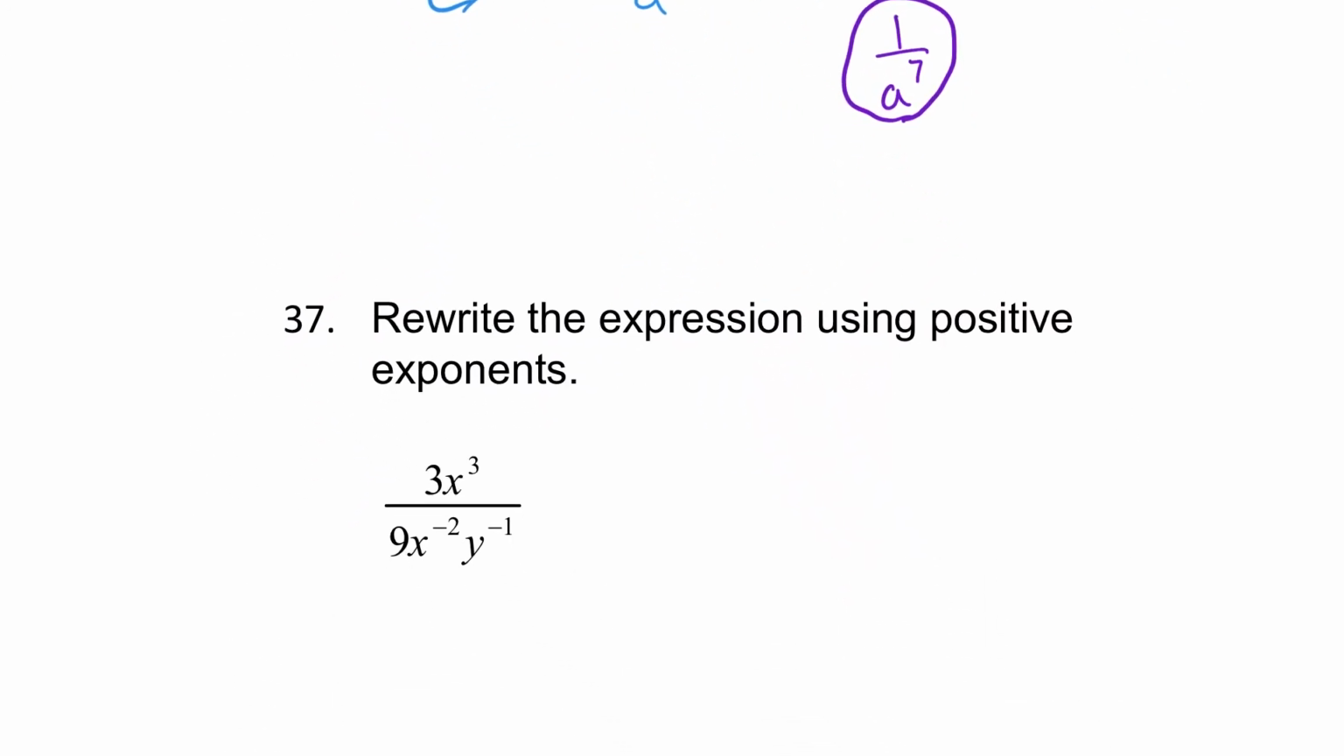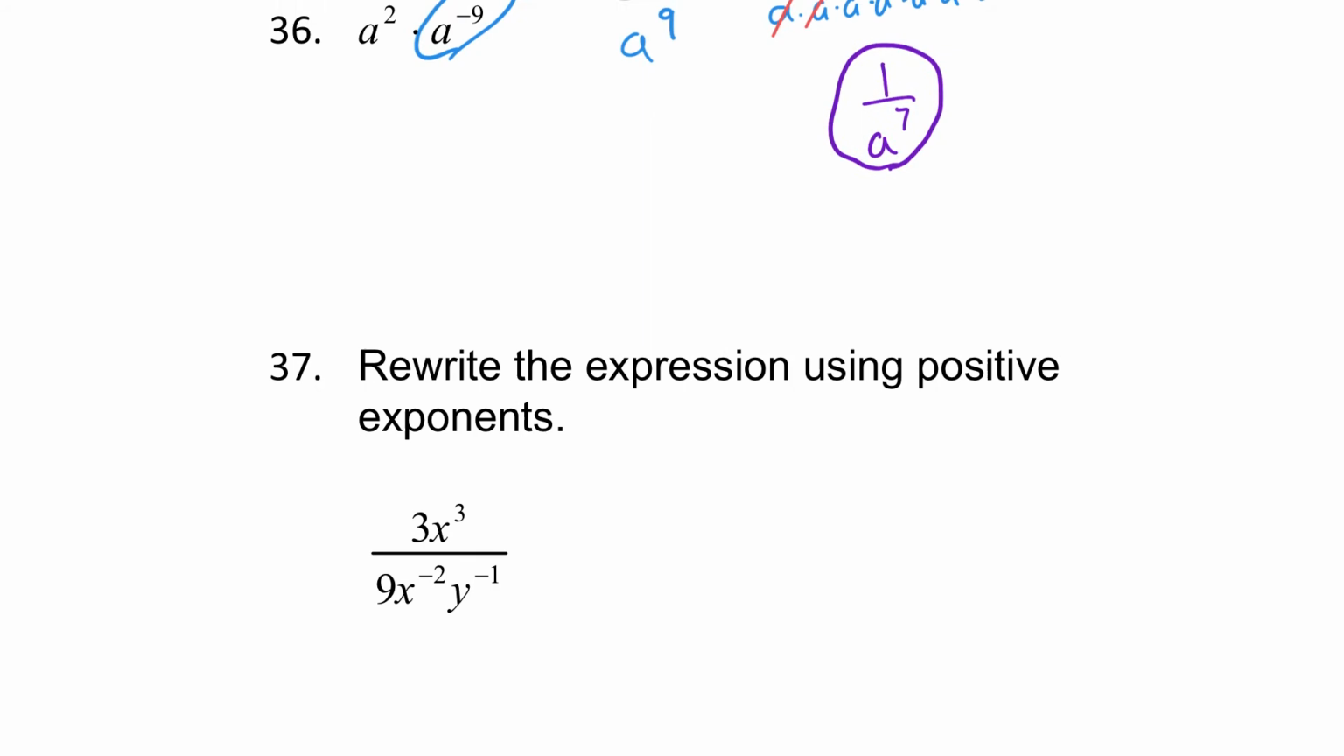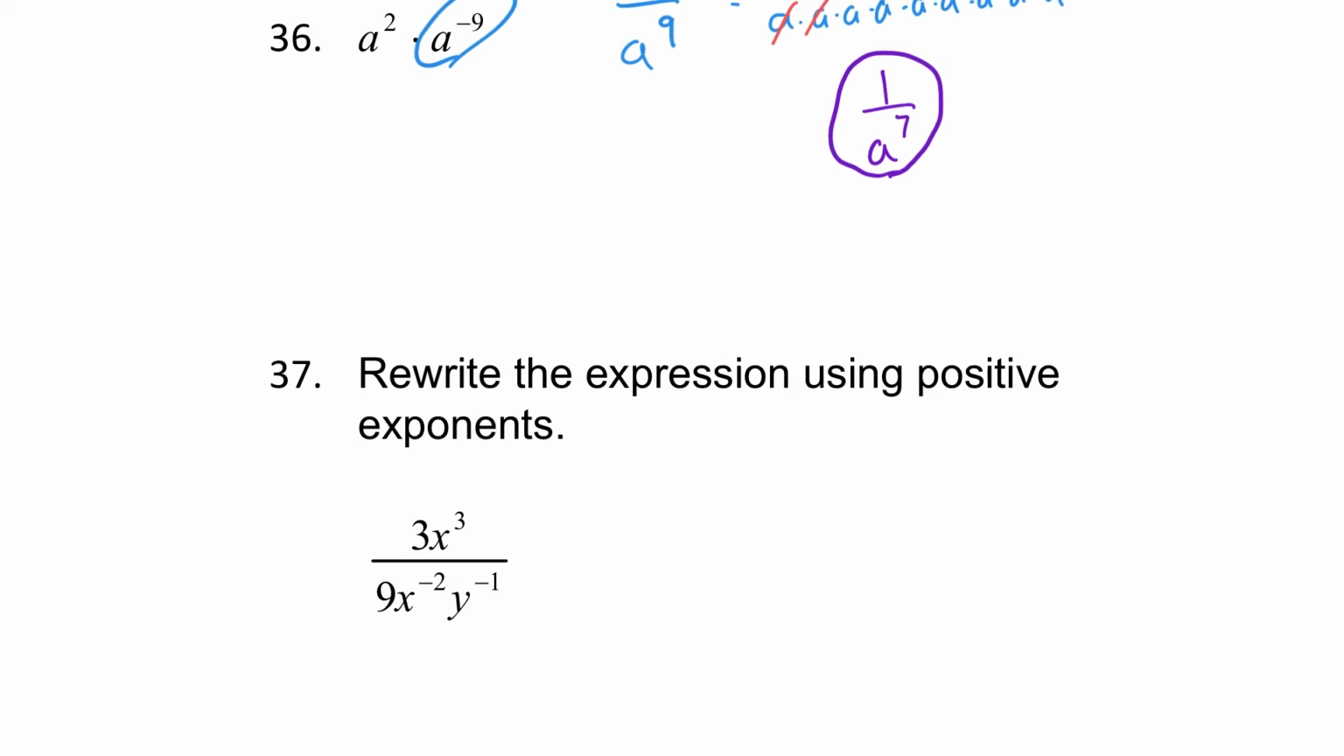(37) Rewrite the expression using positive exponents. Okay, we have negative exponents, but be very careful about what parts have negative exponents. This y has a negative exponent. Also, this x has a negative exponent. But that 9 does not have a negative exponent.